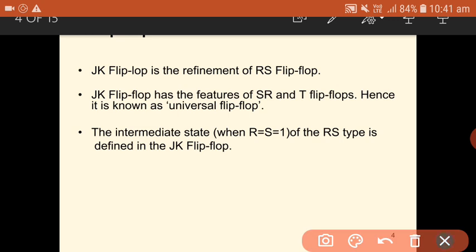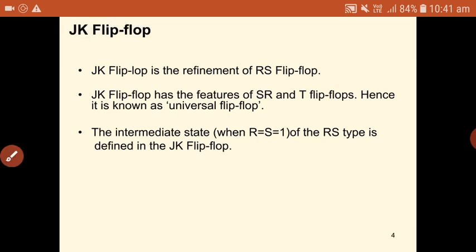In a similar manner, the JK flip-flop is also called universal flip-flop, because with the help of JK flip-flop you can implement SR as well as T flip-flop. That means the truth tables of SR and T flip-flops are there in the JK flip-flop truth table itself. So hence JK flip-flop is also known as universal flip-flop.